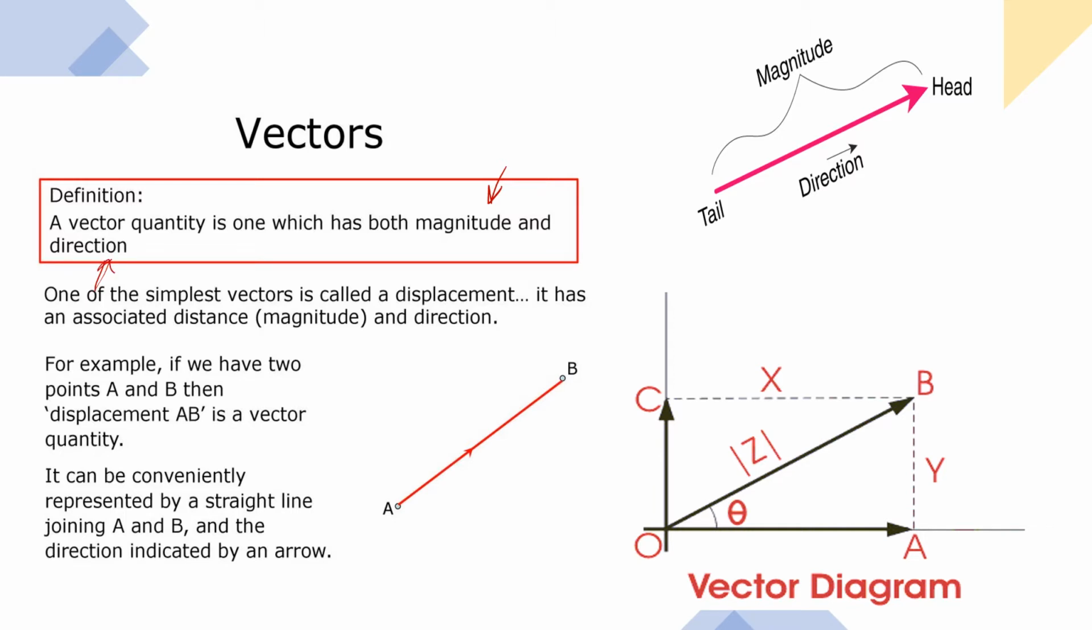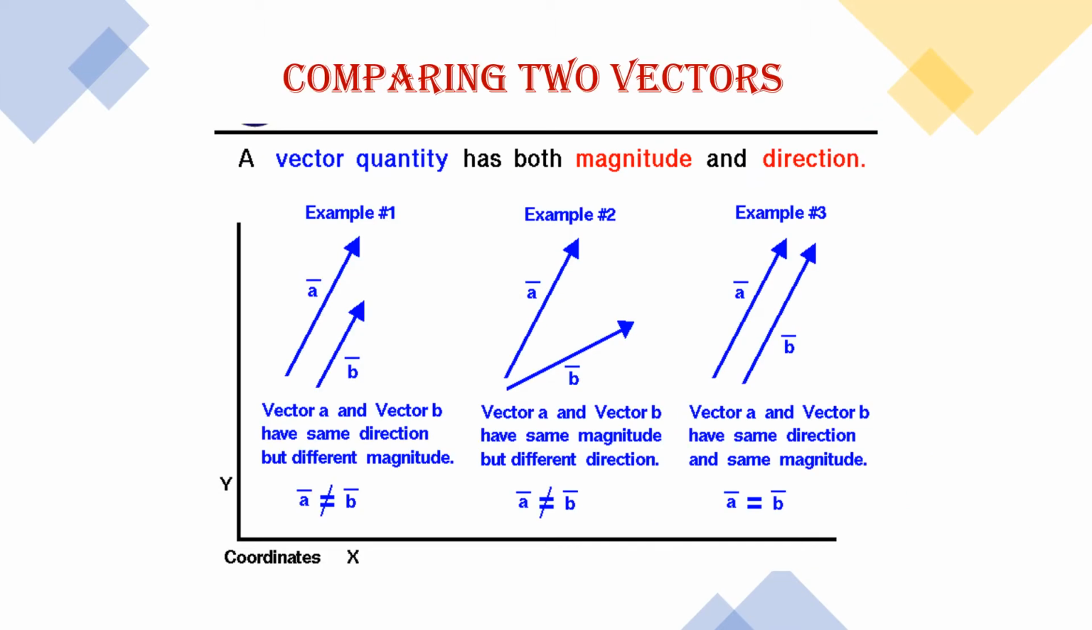Vectors are quantities which have both magnitude and direction. Magnitude means the distance of the vector from the origin, and there should be a particular direction, towards the east, west, south, north, and so on. Now, if we are asked to compare two vectors, they are said to be equal if and only if their magnitude and direction are the same.